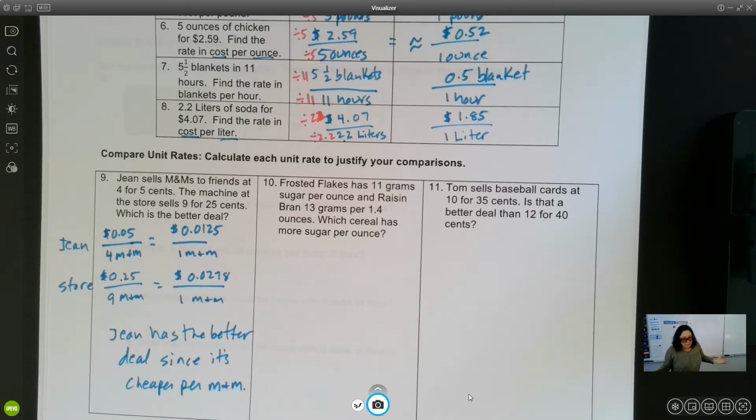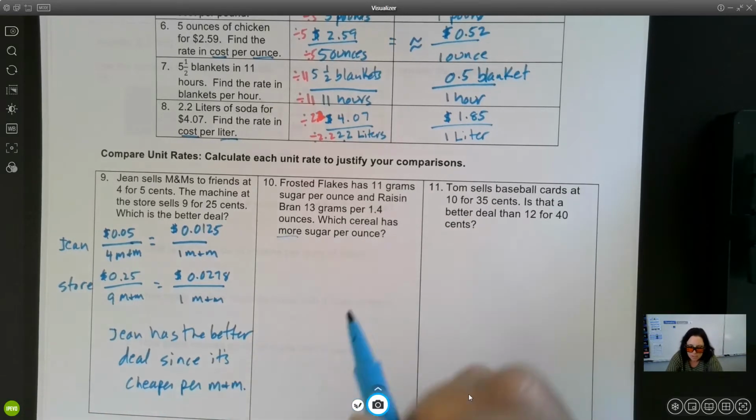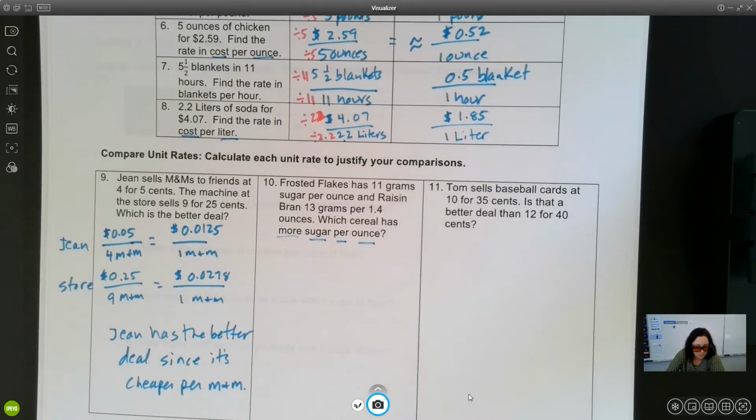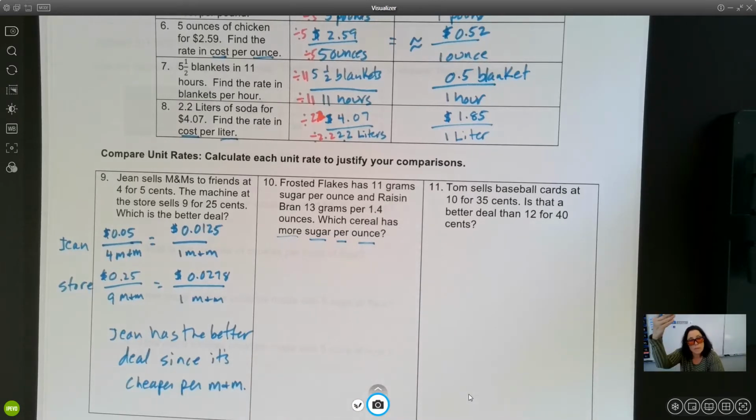If you want to try number 10 and 11 without me and then check, give me a pause. If not, stay with me. Frosted Flakes, 11 grams of sugar per ounce. Raisin Bran, 13 grams of sugar per 1.4 ounces. Which cereal has more sugar per ounce? We're looking for more sugar per ounce. Notice that they tell you the way that they want the units to go. Sugar per ounce, so I'm going to set up sugar on the top, ounce on the bottom.